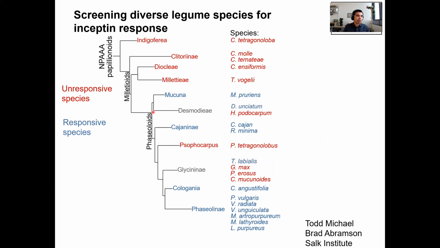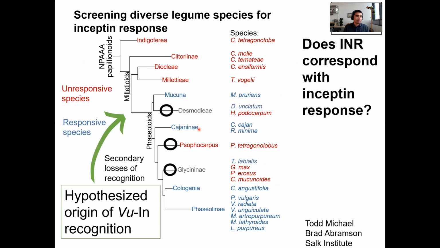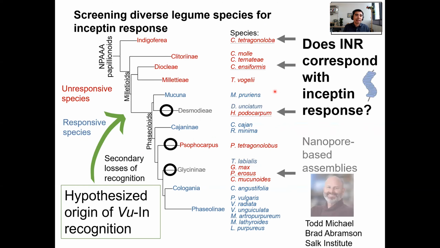that there's a very clear pattern whereby only phaseoloid legumes respond to Inceptin. So there's a single hypothesized origin of Inceptin recognition at the base of the phaseoloid legumes. And then we also see secondary losses of recognition in various clades here, including soybean, of course, a major crop. And so we were further interested in understanding this pattern and whether diversity at the Inceptin receptor locus correlated with this pattern of responsiveness across the legume family.